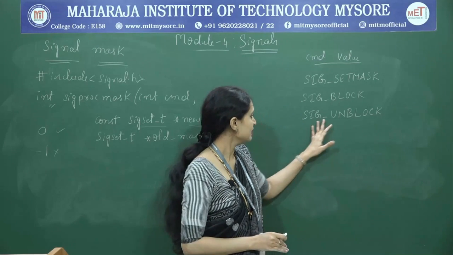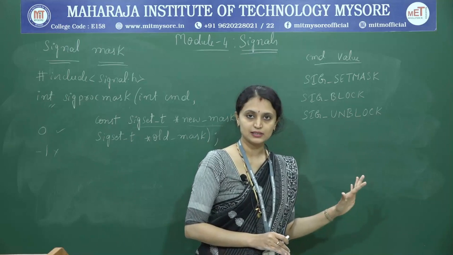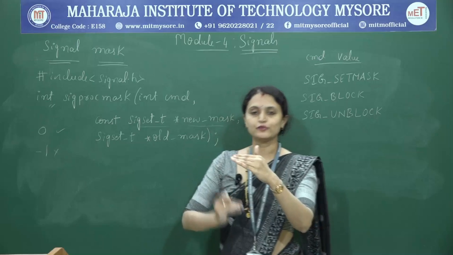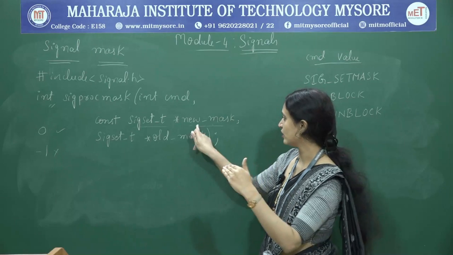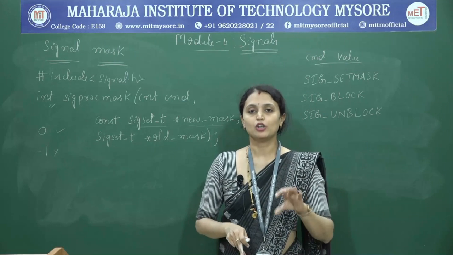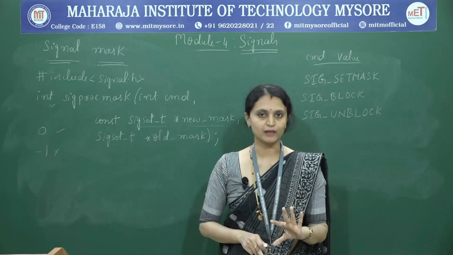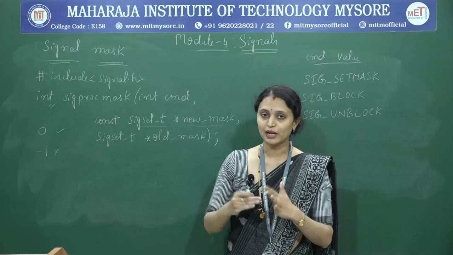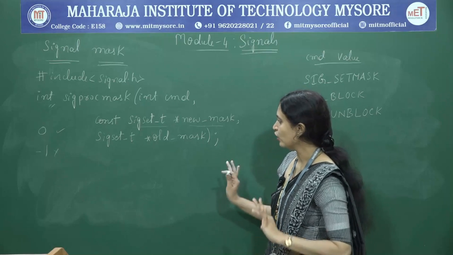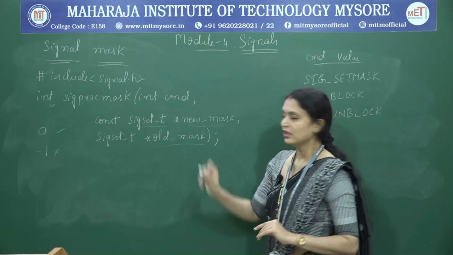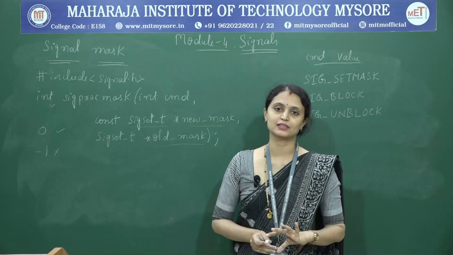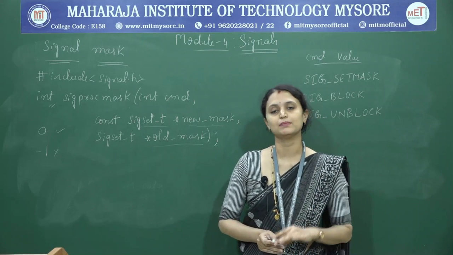Okay, so in the third one, SIG_UNBLOCK, the set of signals that is mentioned here as a new mask will be unblocked from the calling process. So this new mask is nothing but the set of signals which has to be blocked. And the third argument is old mask. So this represents the original signal mask which was given for the calling process.